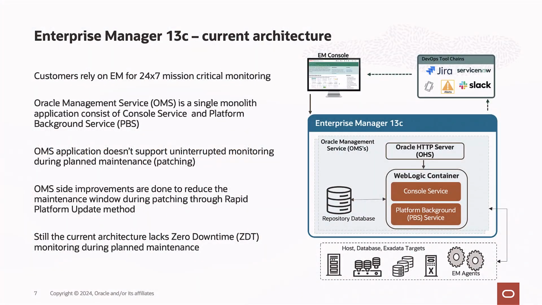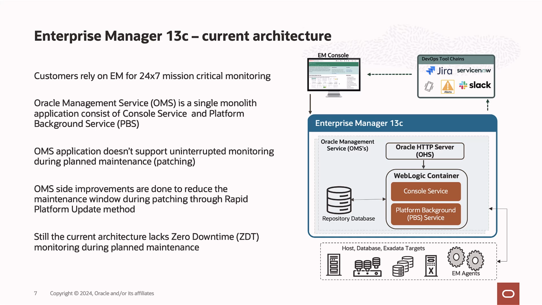Enterprise Manager, as you all know, is crucial for providing 24/7 monitoring of your mission critical targets. In the current Enterprise Manager 13C architecture, the Oracle Management Service, which we call as OMS, is built as a single monolith application that includes console service and platform background service. So what's the current challenge in this current architecture? One of the limitations of the current OMS setup is that it cannot sustain continuous monitoring during planned maintenance.